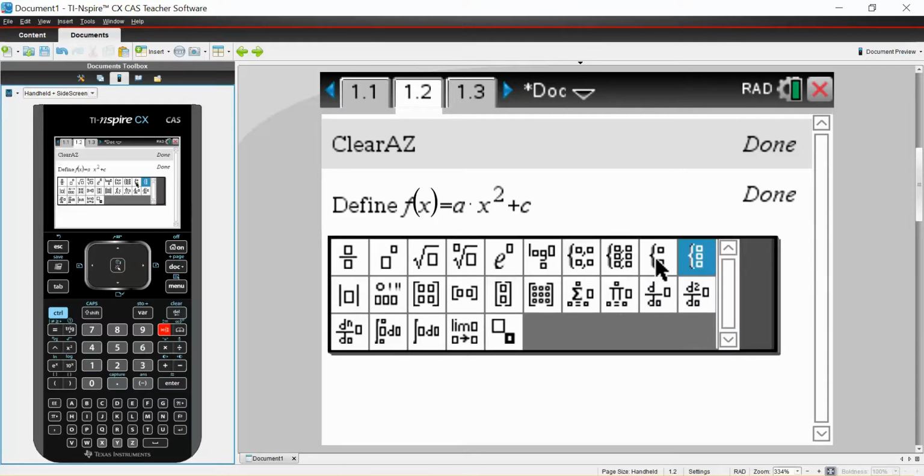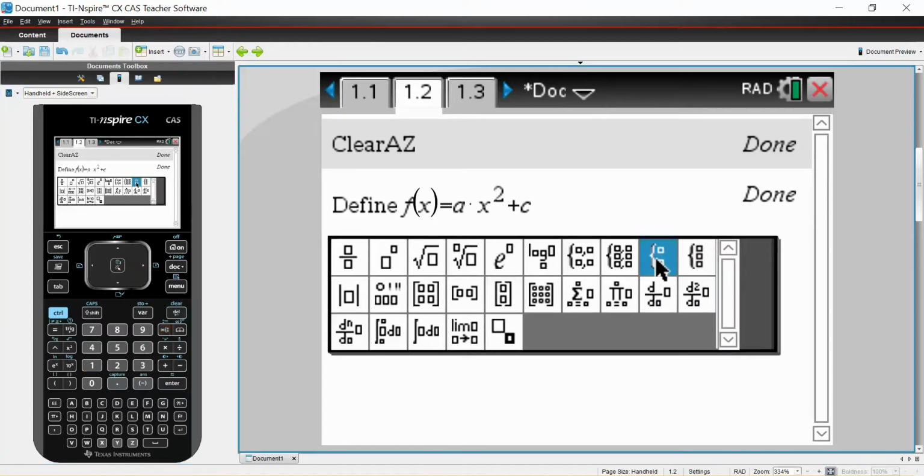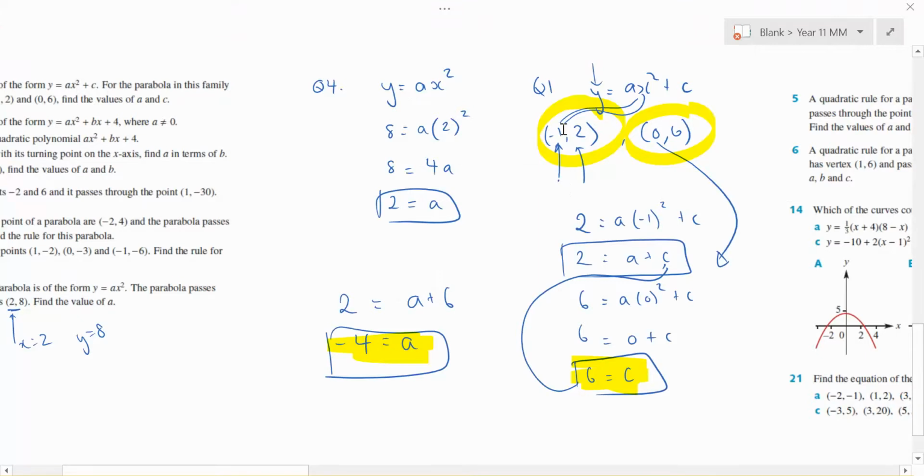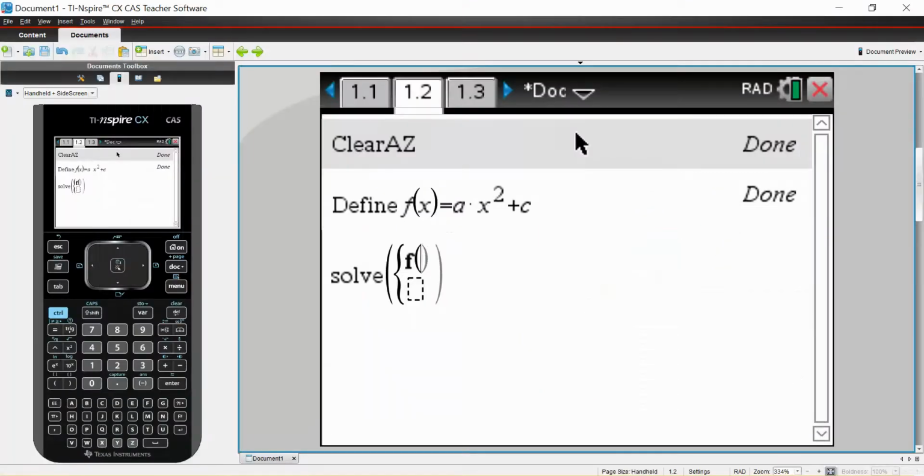Now we've got 2 equations. We've got 2 coordinates, yeah? So I'm going to put it in. And the nice thing about using f of x is you can say what x values you're going to have. In our case, the coordinates were: when x is -1, y is equal to 2. So that's what I'm going to do. I'm going to say f of -1. So that means subbing x equals -1 in.